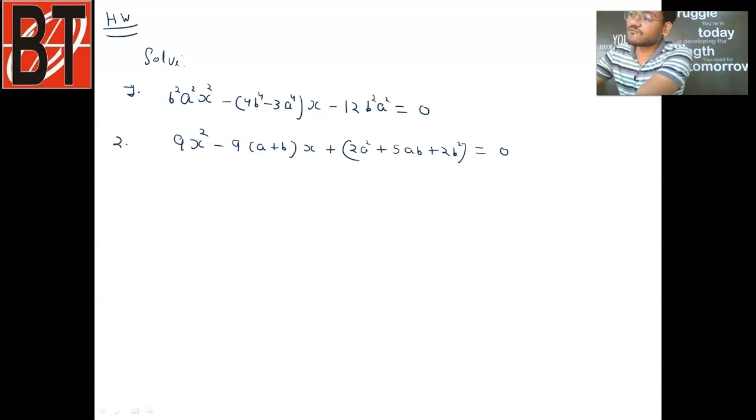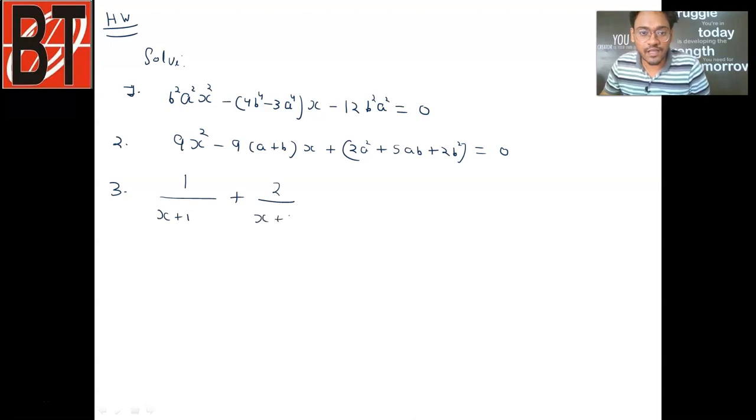Let me give the final one. The final question on this quadratic formula is the same question we did before when we were solving the factorization, the equations that are simplifiable to quadratic. These equations after simplification will become quadratic. The equation is 1 upon x plus 1, plus 2 upon x plus 2, plus 2 upon x plus 2, and it's equal to 4 upon x plus 4.